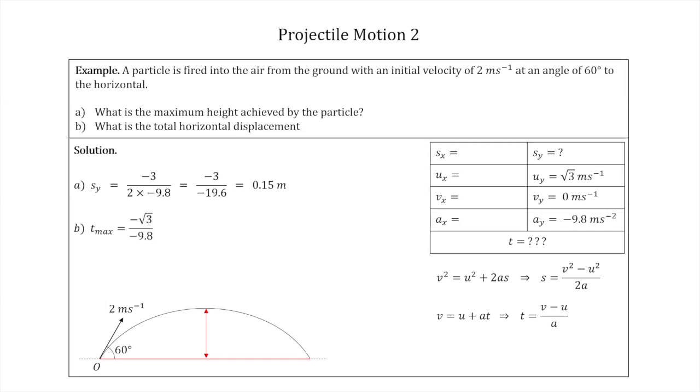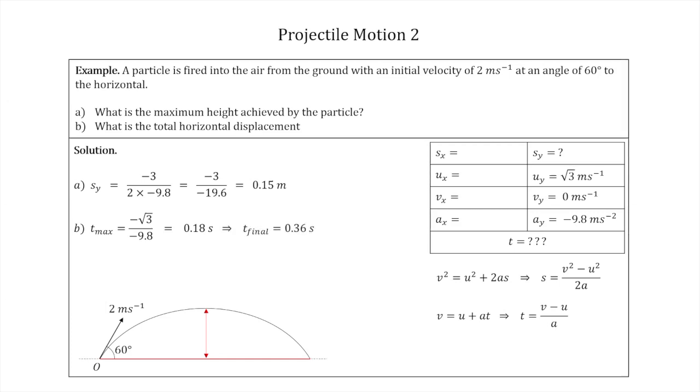So we get minus root 3, because it's v minus u, so it's 0 minus root 3, divided by a, which is minus 9.8. That equals roughly 0.18 seconds. So we have 0.18 seconds is the time it takes to reach the maximum height, and therefore move halfway through its total horizontal displacement.